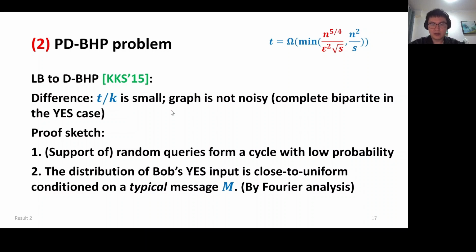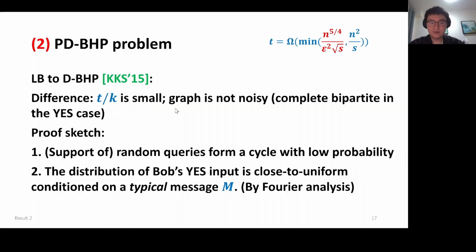So their proof has two steps, intuitively. The first shows that the support of the random queries forms a cycle with very low probability. This is because the length of each block is short. This point is important because cycles can be used to distinguish yes and no cases easily. In a complete bipartite graph, a cycle must contain an even number of edges, while this is not necessarily true in a uniformly random graph.